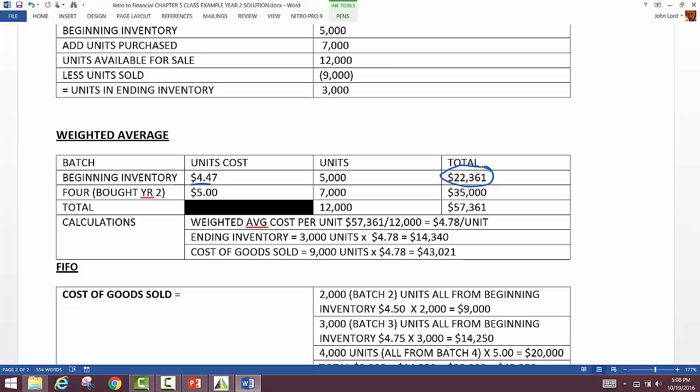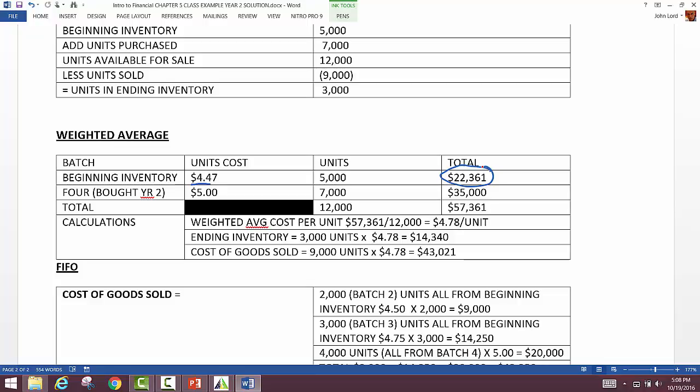You go to sleep, your inventory is sitting next to you, you wake up the next morning, you go, good morning inventory, and it's still there, isn't it? And it's January 1st now, so last night's ending inventory is today's beginning inventory, right? Okay, so there's the beginning.